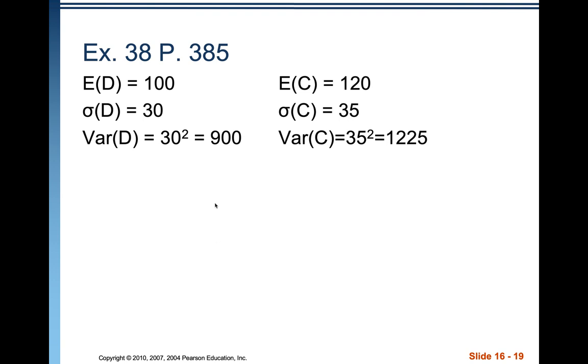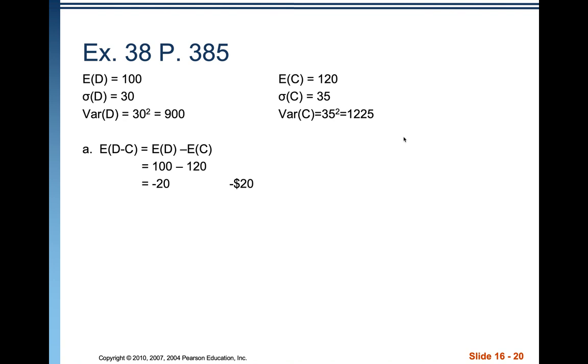All right, the expected value of D is 100 with a standard deviation of 30. It's good to go ahead and consider what the variance would be, so it's 900. The expected value of C is 120, standard deviation is 35, so the variance is 1,225.